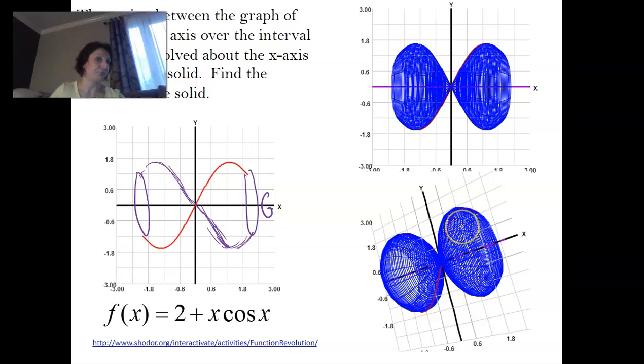Right. Now, I need to find the volume of that crazy shape. And that's fine. Because you know what I know?